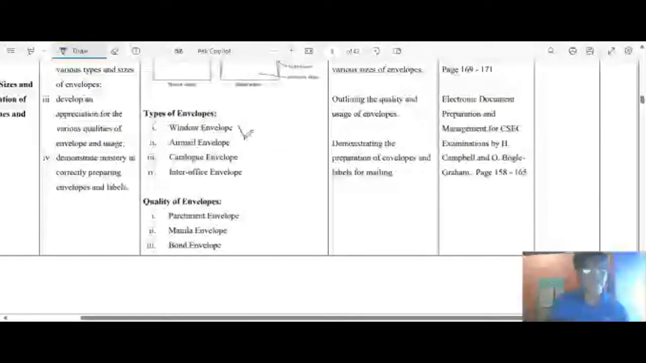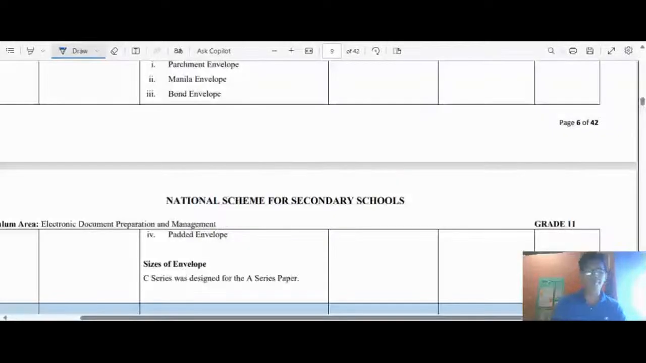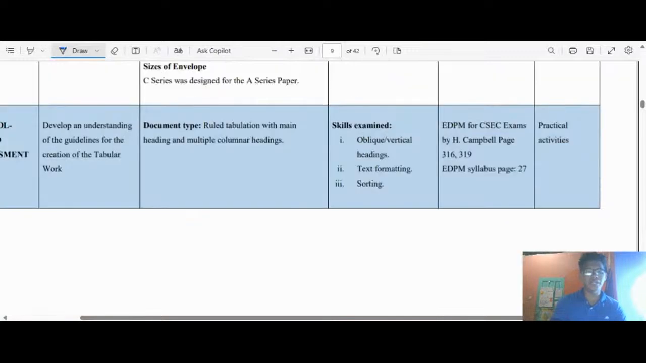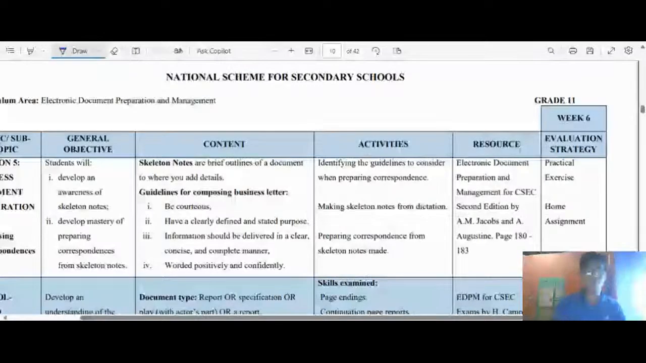There are types of envelopes: a window envelope, an airmail envelope, a catalog envelope, and an inter-office envelope. For quality of envelopes, there are the bond envelope, the manila envelope, and the parchment envelope. We also have the padded envelope, and the sizes of envelopes, such as the C series, which is designed for A series paper. So there are a lot of different types of envelopes.